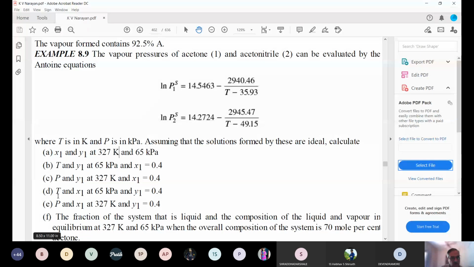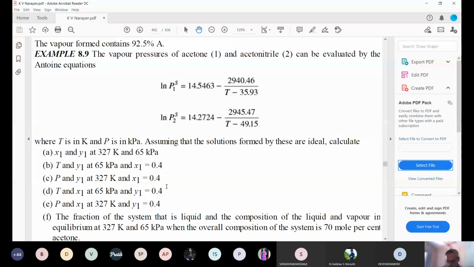In part B, X1 was given as 0.4 and pressure was given. Now Y1 is given as 0.4 and pressure is given. We have to find T and X1. Because we assume the same thing, we have to follow the same procedure, right? We assume a temperature and find out temperature till total pressure is equal to 65 kilopascal.